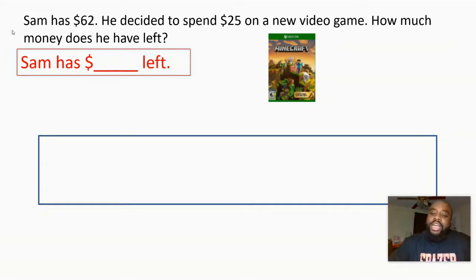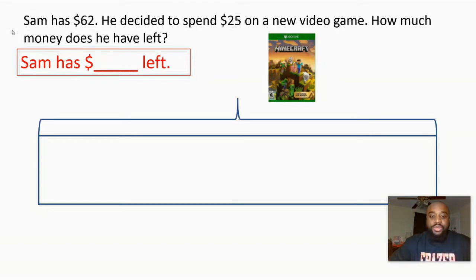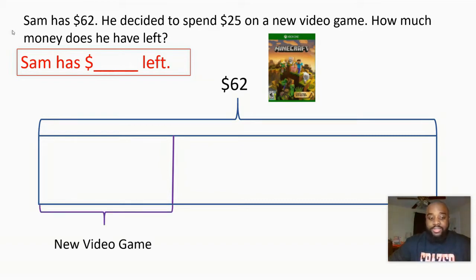The first thing I need to do with my tape diagram is make my whole bar. My whole bar is going to represent the amount of money that Sam started with. So we know that he started with $62, which is good. But then a certain amount of the money out of the 62 was spent on a video game, which was $25. So he spent $25 on a new video game.